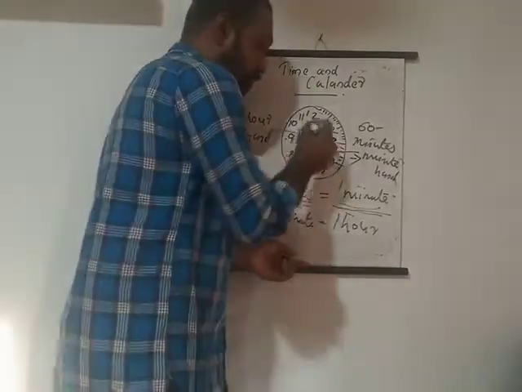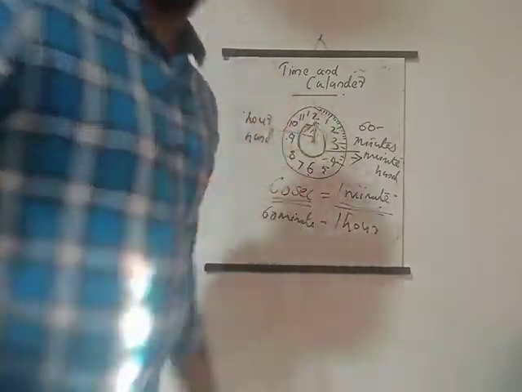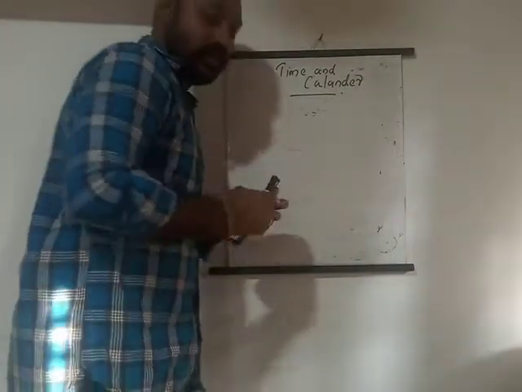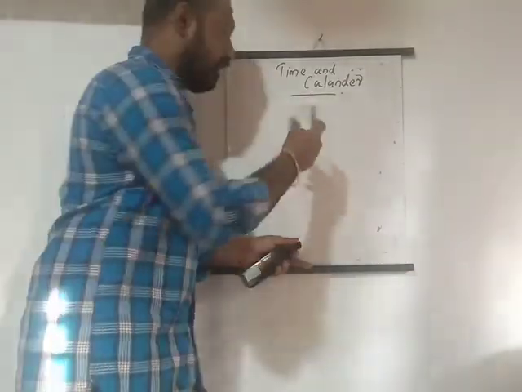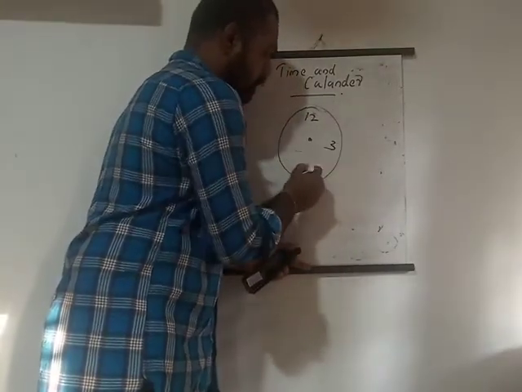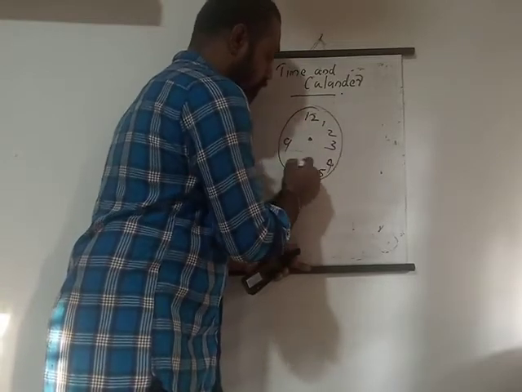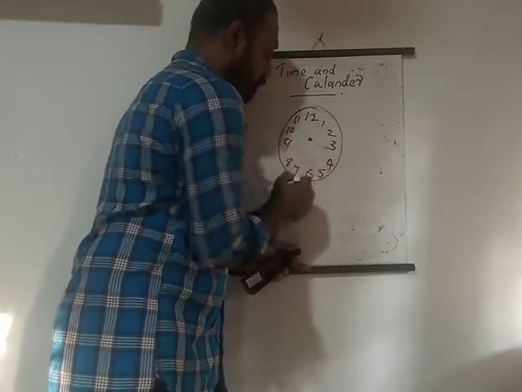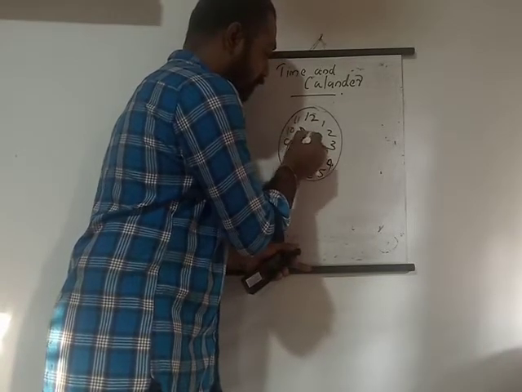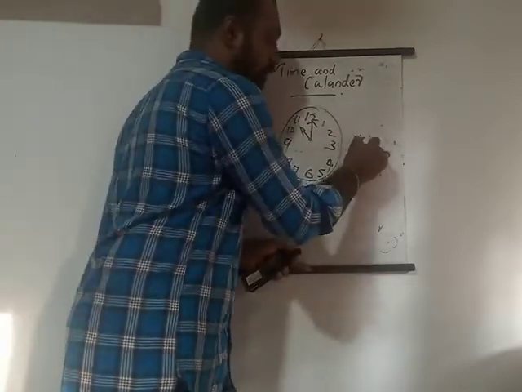Okay, for example, just imagine we are having a clock. Okay, now 12, 3, 6, 9. Okay, 1, 2, 3, 4, 5, 6, 7, 8, 9, 10, 11. So just imagine our hour hand is on here and the minute hand is on here. Okay, so this is 11 o'clock.